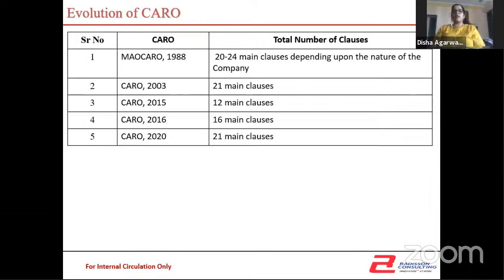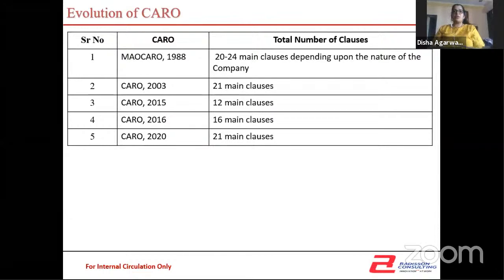In MAOCARO, there were about 20 to 24 main clauses. CARO 2003 had about 21 main clauses. CARO 15 had about 12 main clauses. CARO 16 had 16 main clauses, and now CARO 2020 has about 21 main clauses.